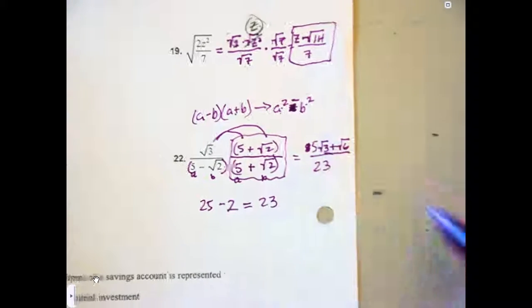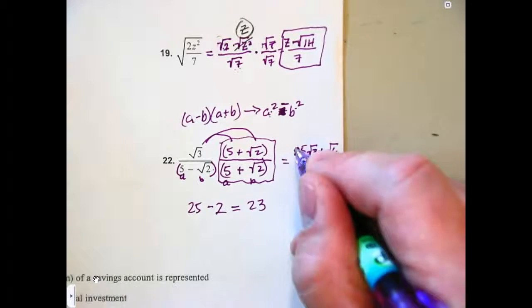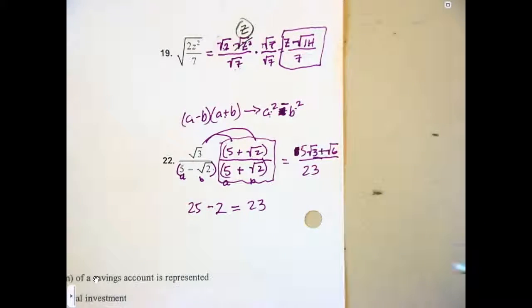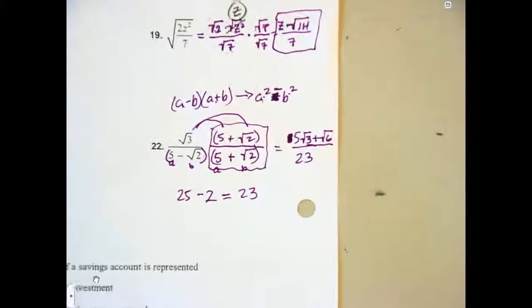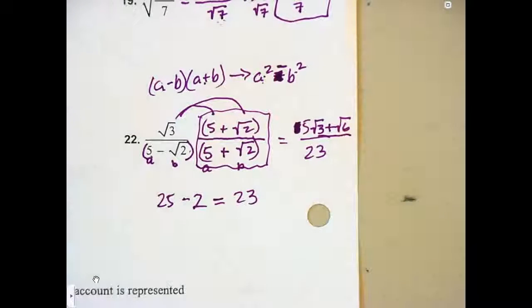Can we put root 3 and root 6 together? Tell your neighbor yes or no, why or why not. What do you guys think? You think you can? What do you think? No? How come?